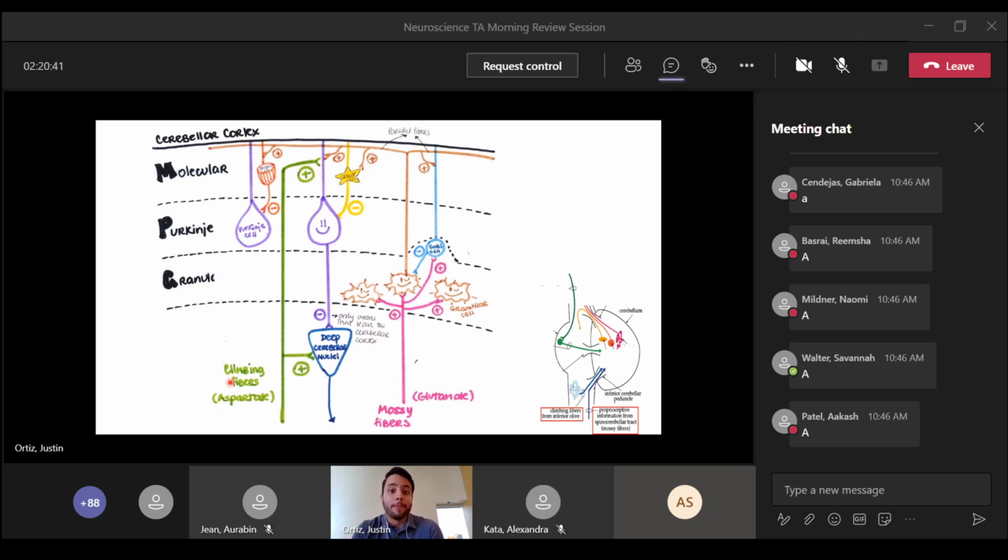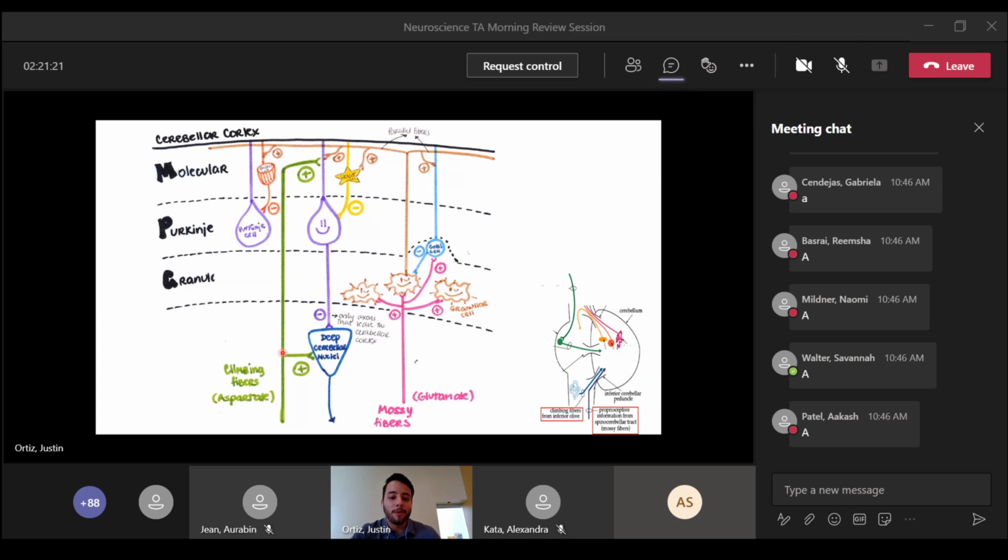And what do these climbing fibers do? When they come in, they say, okay, I'm going to activate the deep cerebellar nuclei, but I'm also going to activate the Purkinje cells. The purple is the Purkinje cell. Again, our 3 layers are molecular, Purkinje, and granular. You're probably thinking, how are the climbing fibers activating the deep cerebellar nuclei but also activating the Purkinje cells? Because the deep cerebellar nuclei are excitatory, but the Purkinje cells are inhibitory. Important to know: the Purkinje cells are inhibitory. That's very, very important.